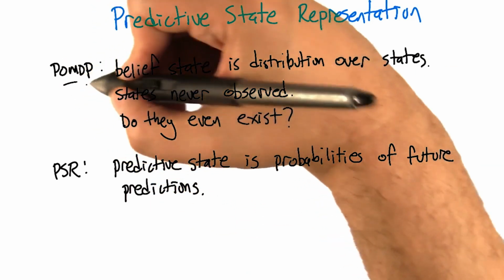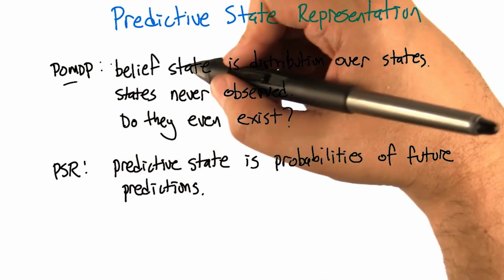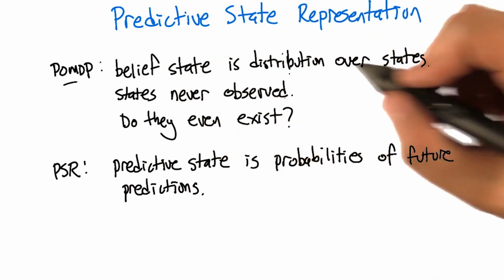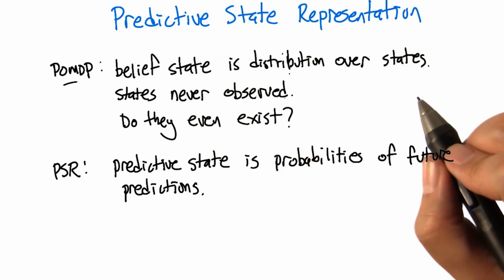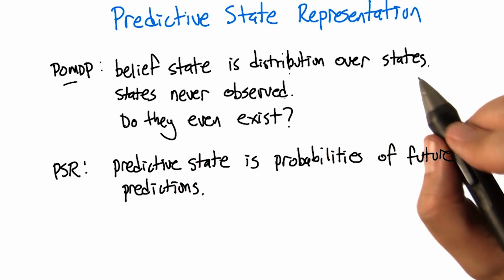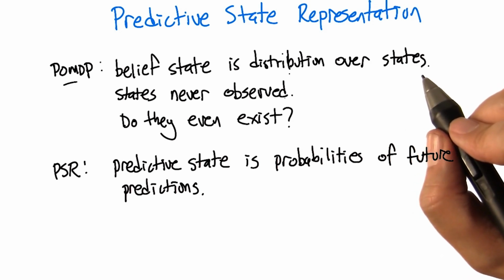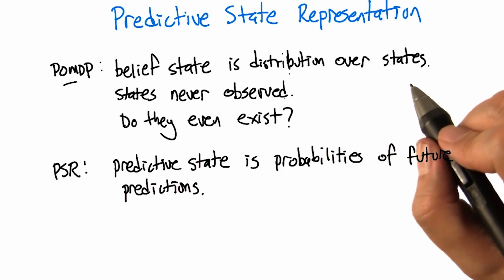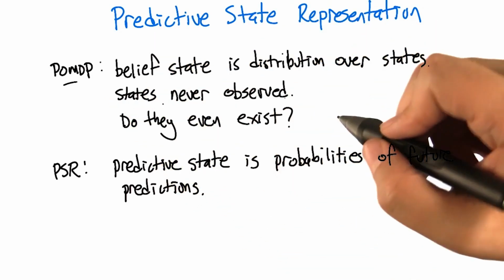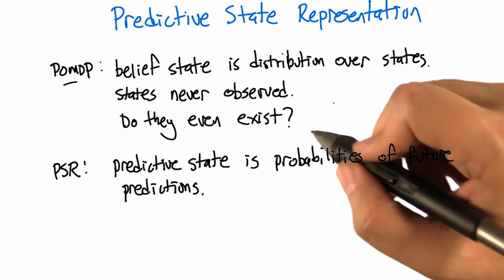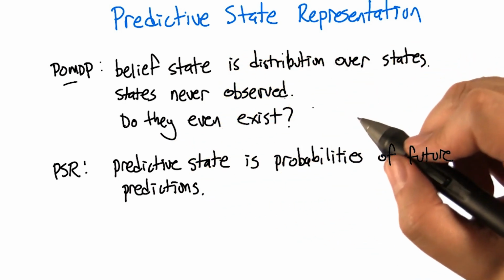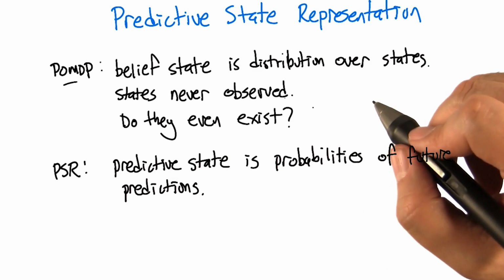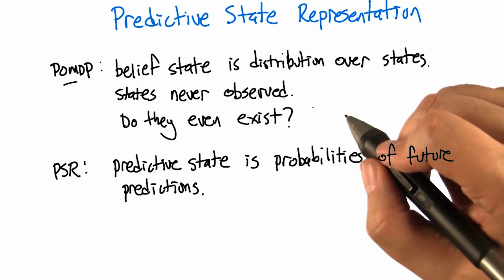So we talked about POMDPs. When we're moving around in a POMDP, we're tracking the belief state, which is a distribution over states, right? Here's the thing. The states are not observable, right? So how can we ever hope to learn in a POMDP when we never actually get to see these underlying states? They're never observed. So you could ask yourself, do they even exist? Or are they just kind of useful fictions of our imagination? There's nothing that we can ever do to test, hey, was this the state we were actually in?